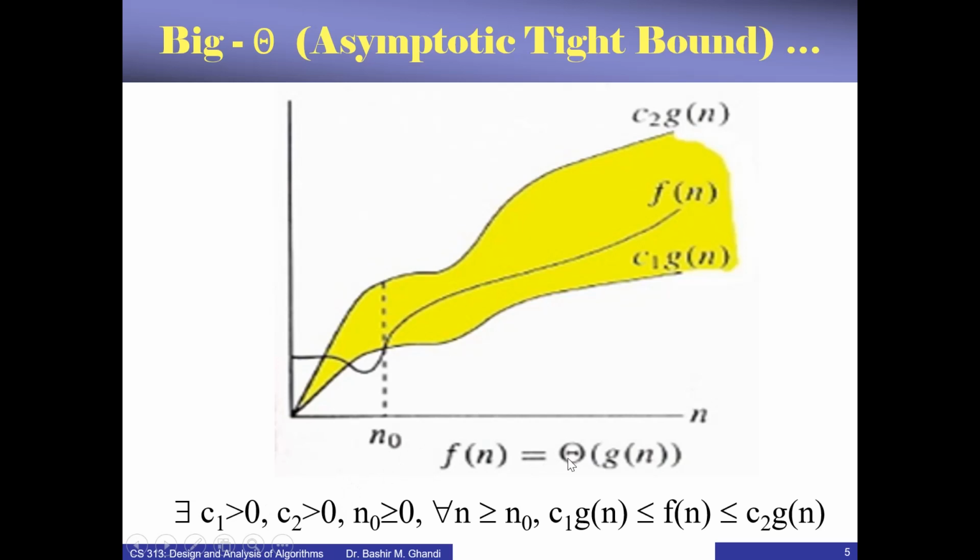It says Fn is theta of Gn if we can find a positive number C1, a positive number C2, and a non-negative number n naught, such that for all n greater than n naught, Fn is always going to lie between C1 times Gn and C2 times Gn. This is the definition of theta. Let us take examples to demonstrate this idea.